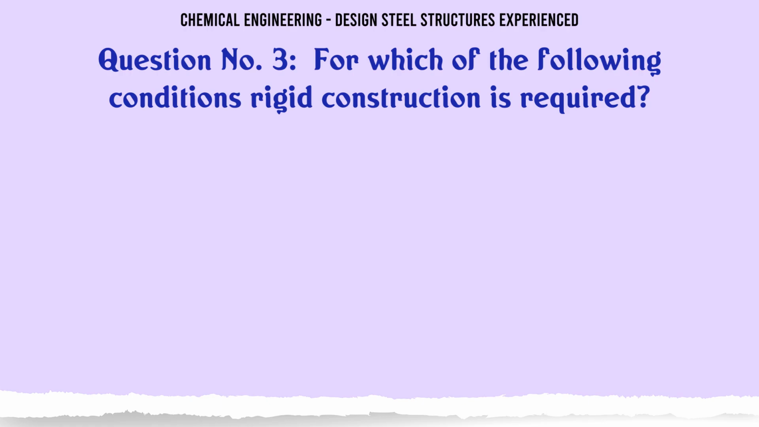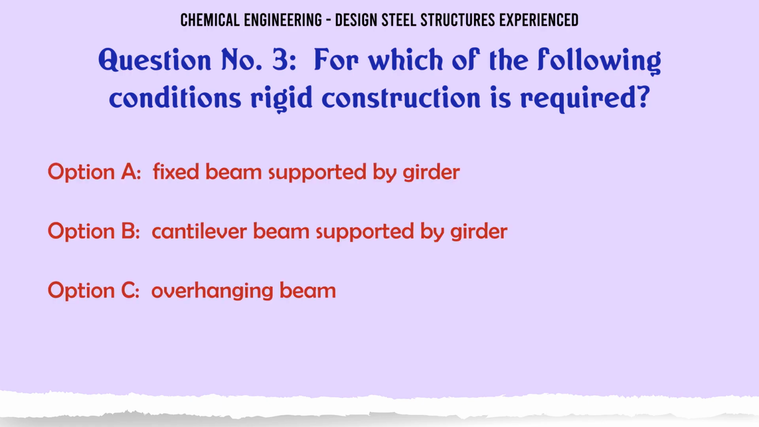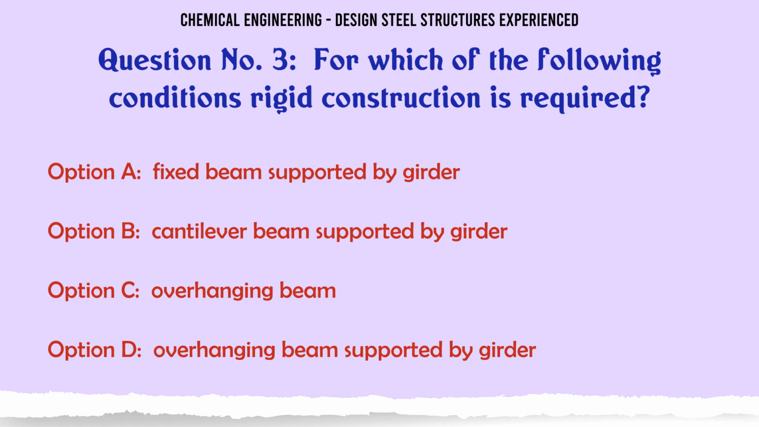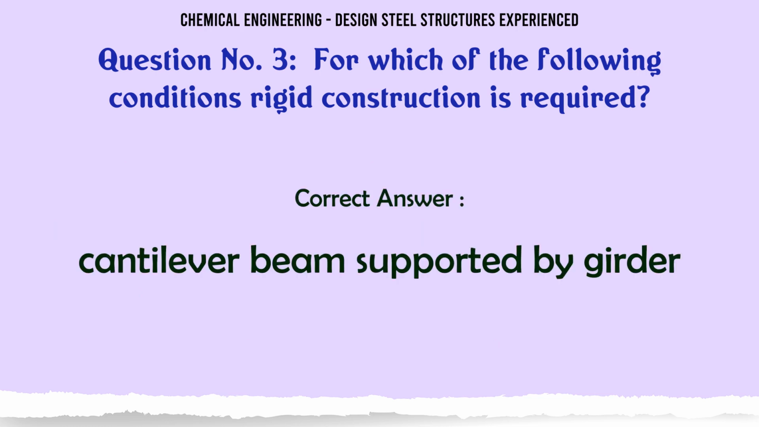For which of the following conditions is rigid construction required? A. Fixed beam supported by girder. B. Cantilever beam supported by girder. C. Overhanging beam. D. Overhanging beam supported by girder. The correct answer is cantilever beam supported by girder.